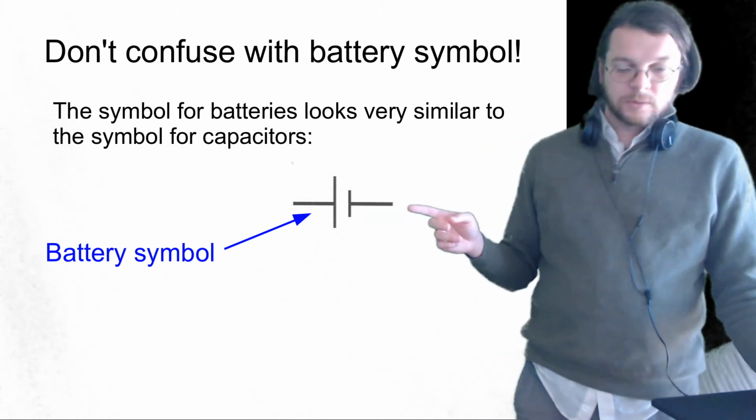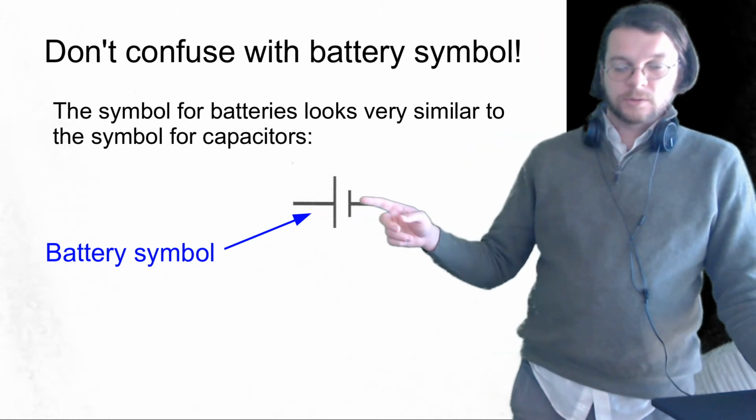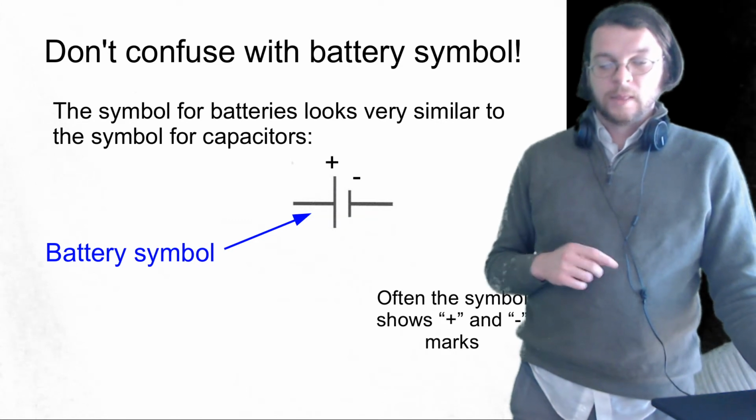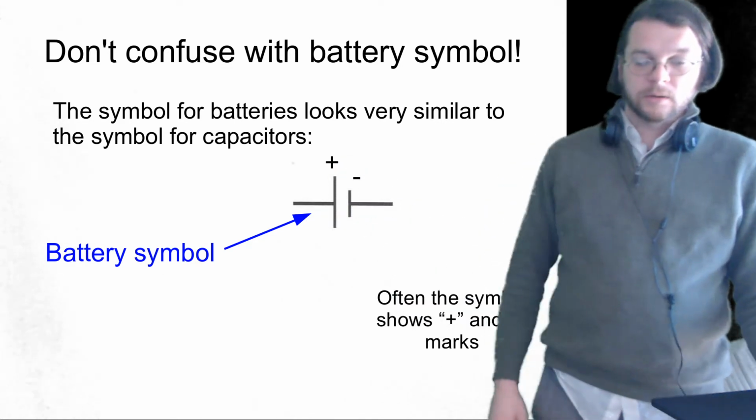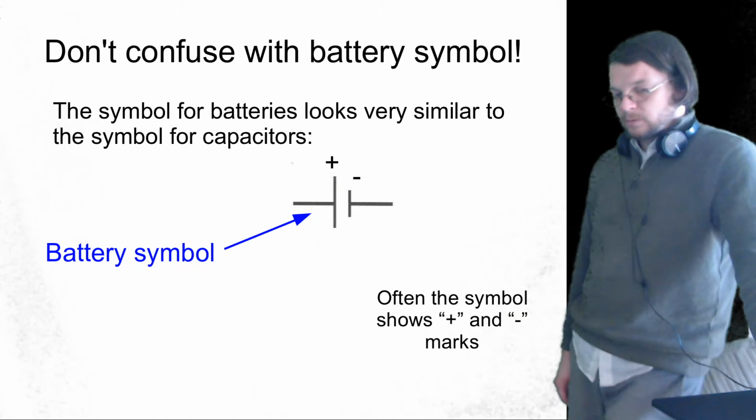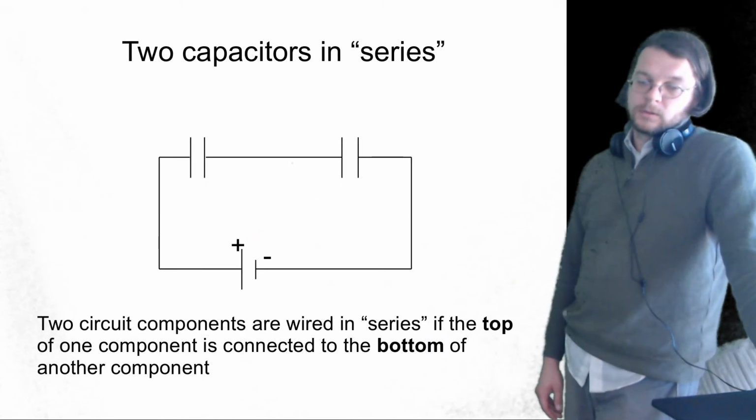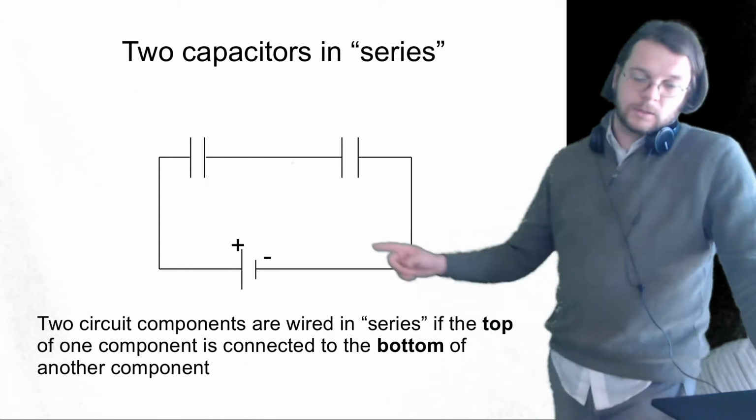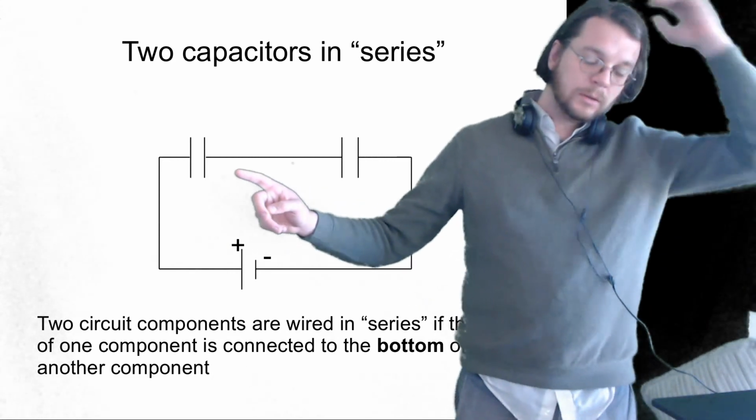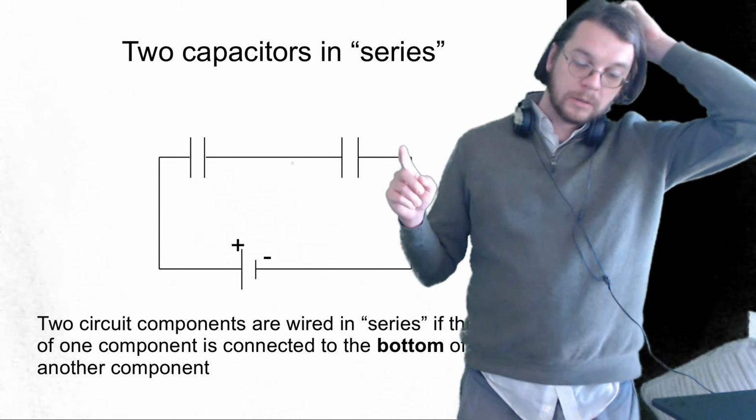It's easy to confuse this with a battery symbol. The battery symbol, if you look closely, one of the ends is smaller than the other, and often there'll be a positive and negative there. So don't get confused by that. You want to look closely to decipher the two. Now, this is how you would connect two capacitors in series.